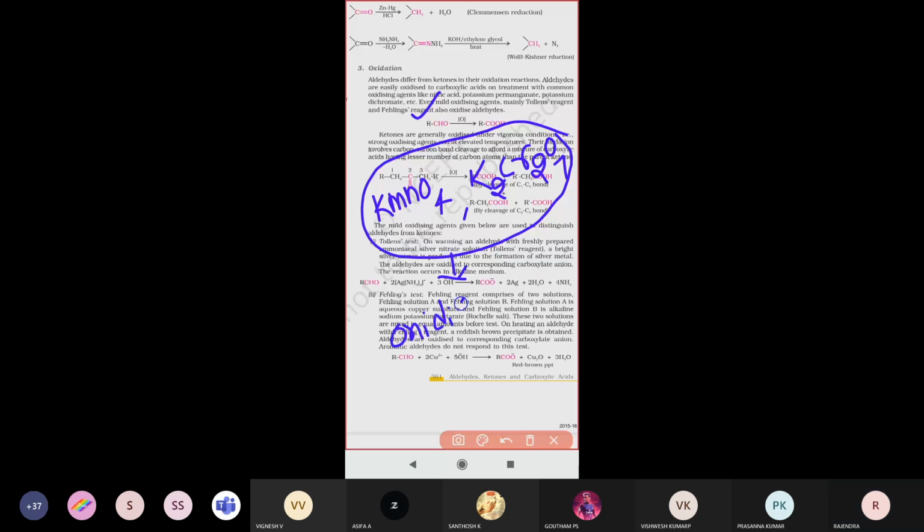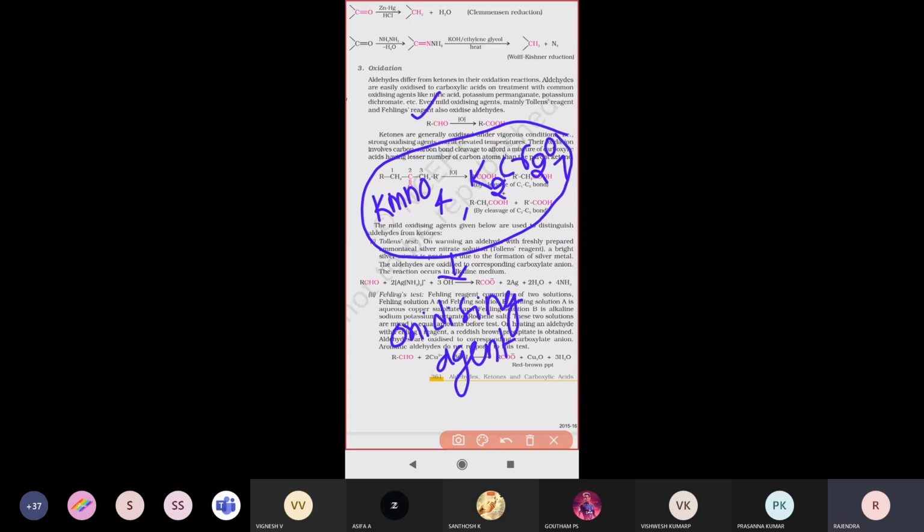the oxidizing agents we can take are either KMnO4 solution, potassium permanganate, or K2Cr2O7, potassium dichromate. These two are called oxidizing agents. So when aldehydes are treated with either KMnO4 or K2Cr2O7, the aldehyde will be converted into carboxylic acid.